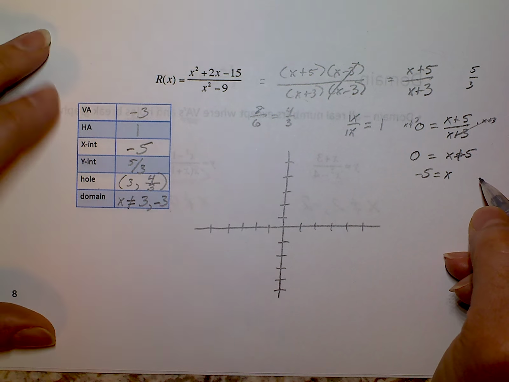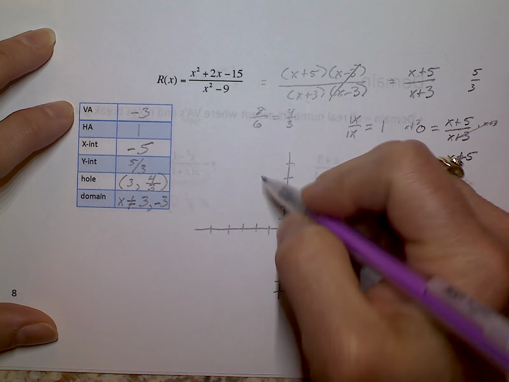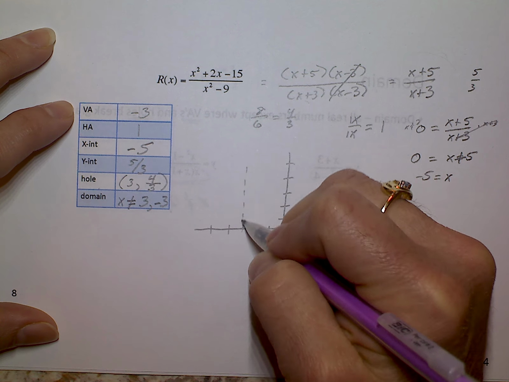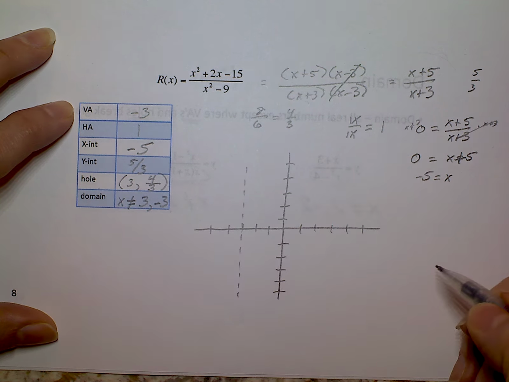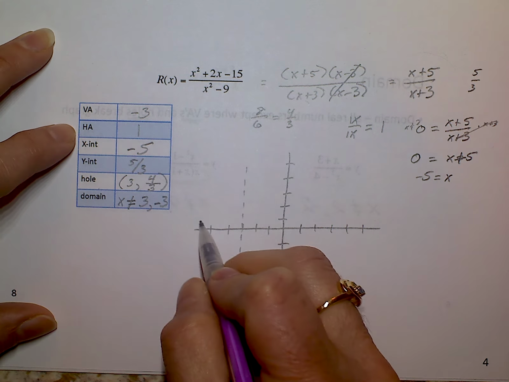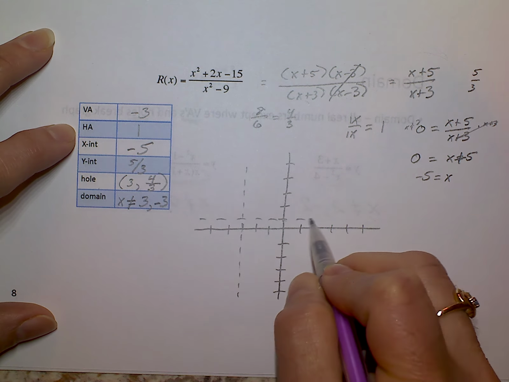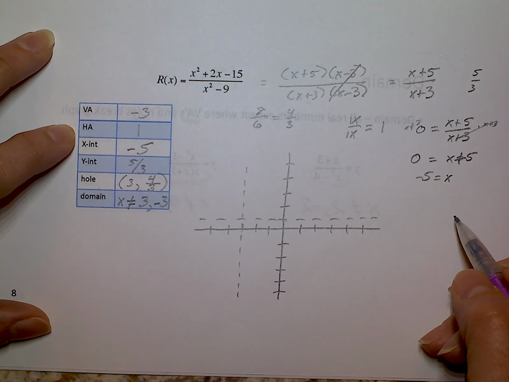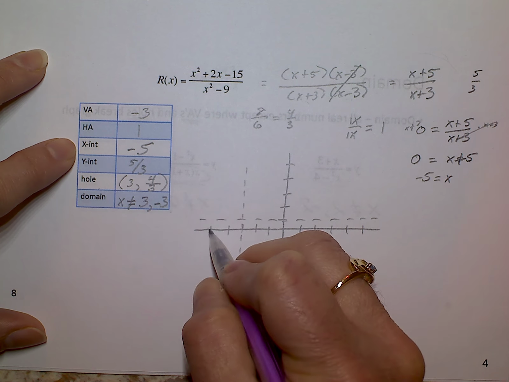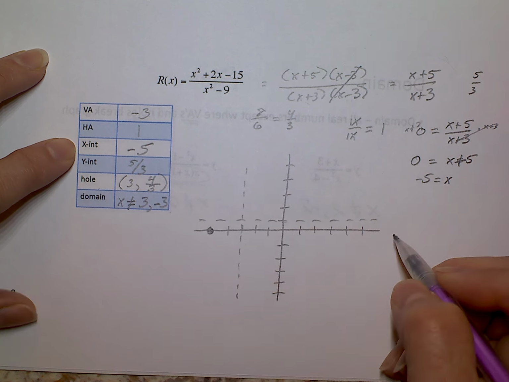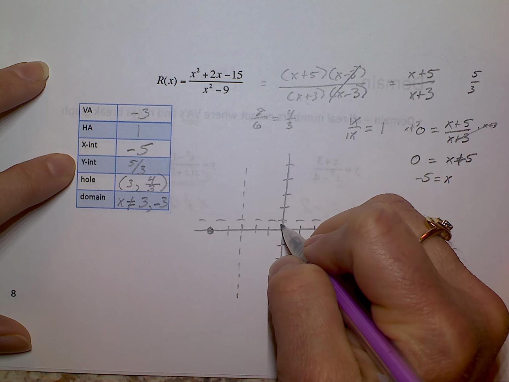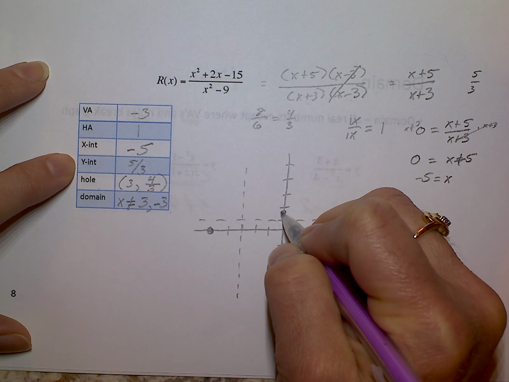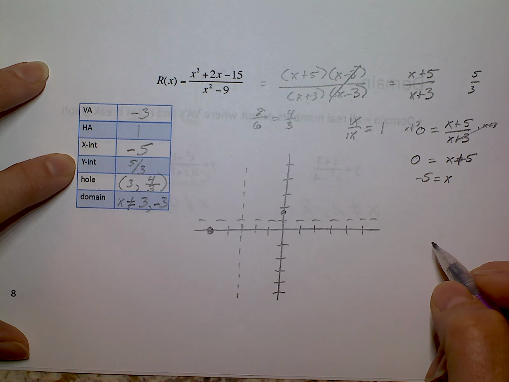Alright, here we go. I'm going to put in a vertical asymptote at -3. Just put it in as a dotted line. Put in a horizontal asymptote at +1, just as a dotted line. Okay. Your x-intercept is -5, dotted in. I want to see those points. And the y-intercept at 5/3 is 1 2/3.